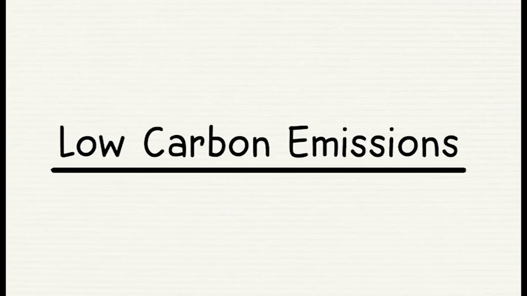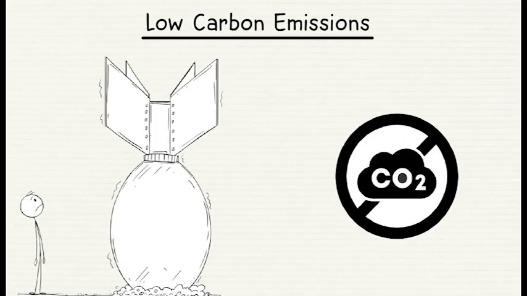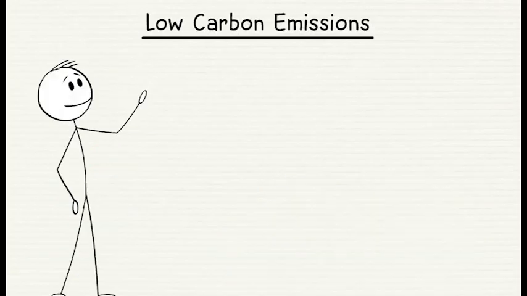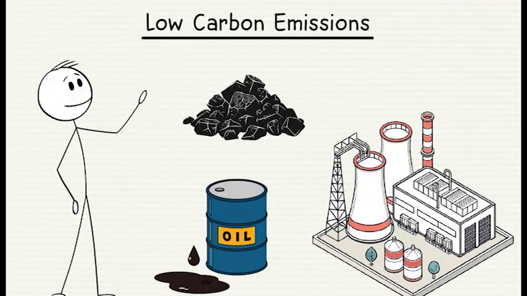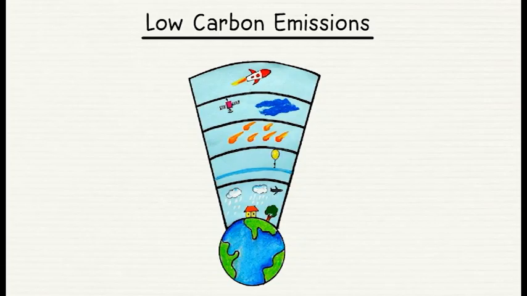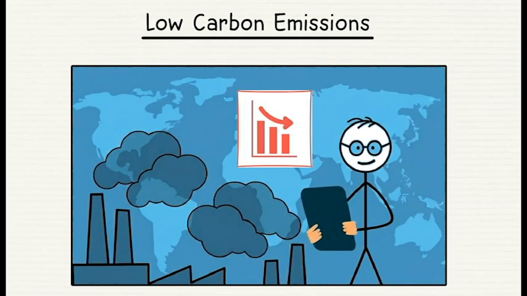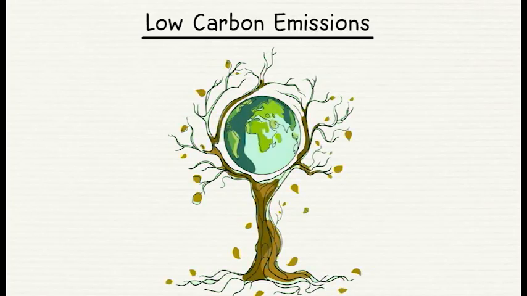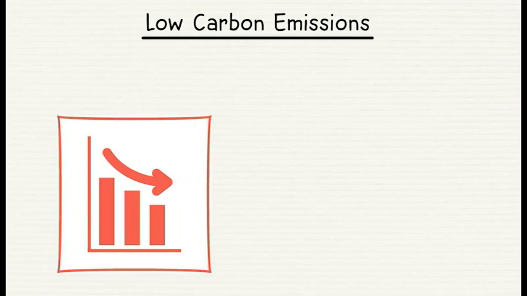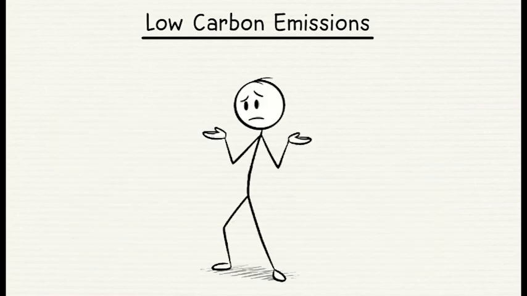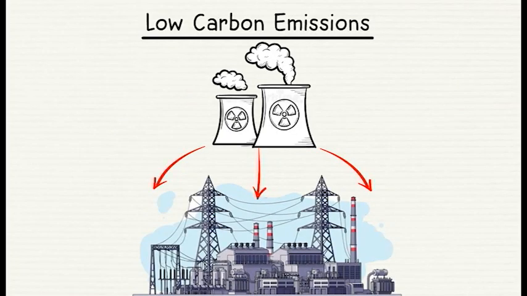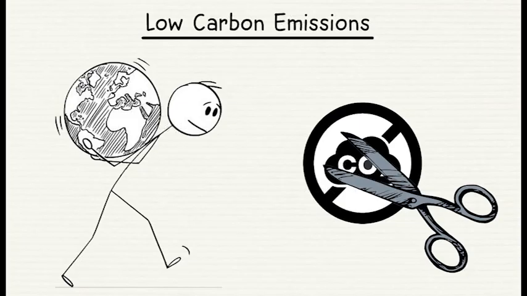Low carbon emissions. Nuclear power is considered a low-carbon energy source because it produces very little greenhouse gas emissions during electricity generation. Unlike coal, oil, or gas power plants, nuclear reactors do not burn fuel, so they release almost no carbon dioxide into the atmosphere while operating. This helps reduce air pollution and slows down climate change. Although some emissions occur during fuel mining and plant construction, they are significantly lower compared to fossil fuels. Because of this, nuclear energy plays an important role in providing large amounts of electricity while supporting global efforts to cut carbon emissions and protect the environment.